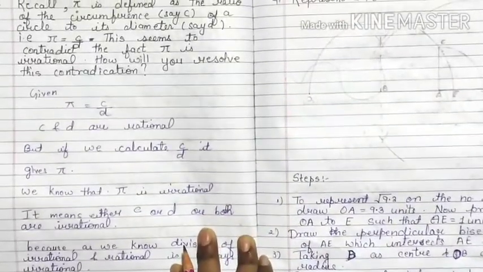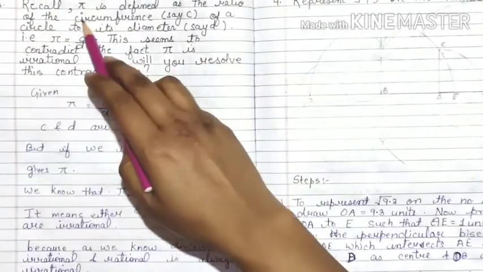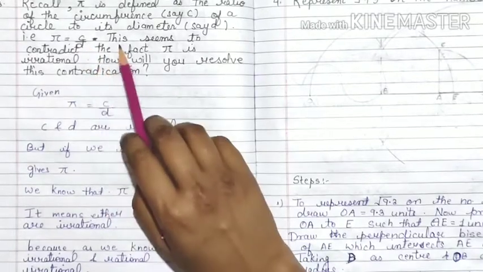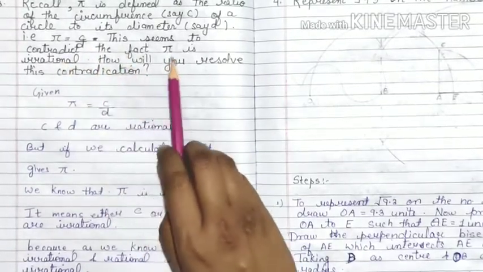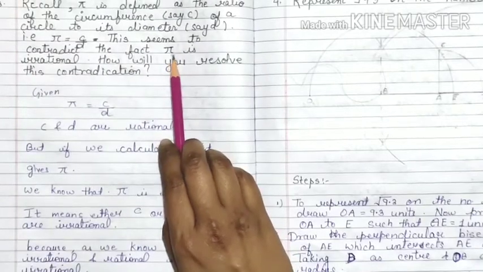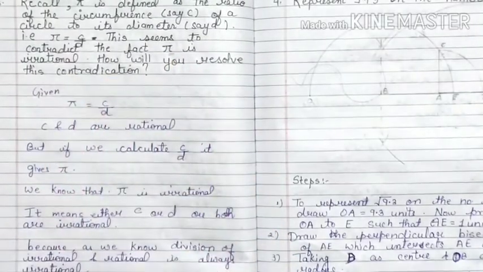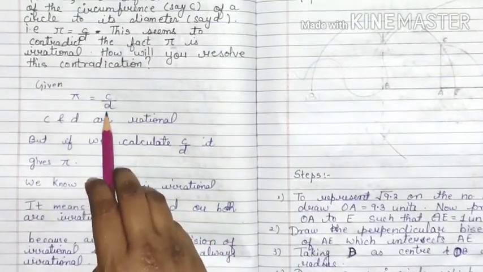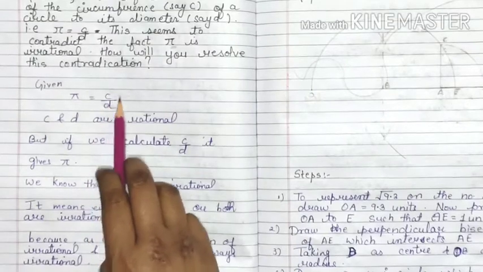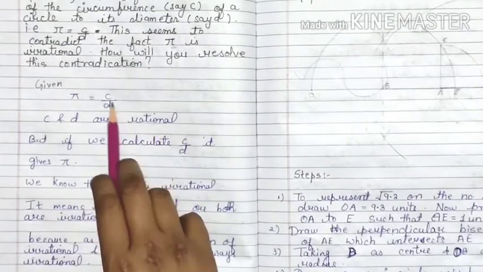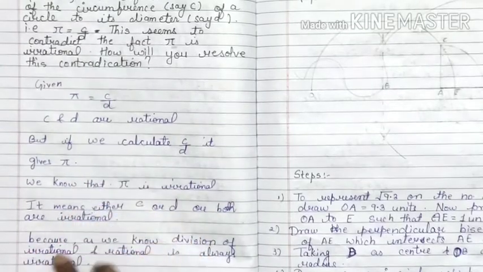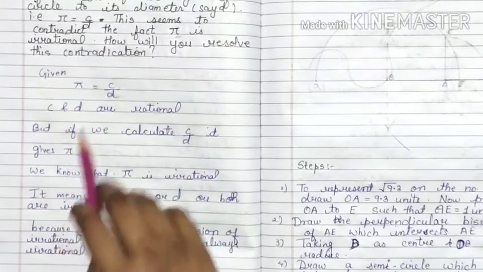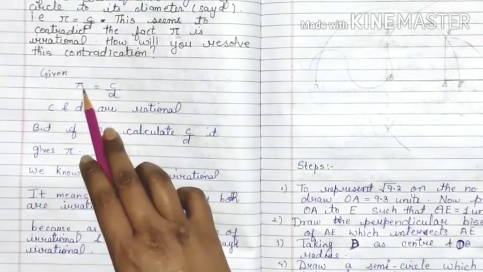Third is, it is given pi equals c by d. We have to contradict that pi is irrational. Okay. So, it is given pi equals c by d. So, c by d is a rational number because it is in p by q form. But if we calculate c by d, it gives pi because it is given.